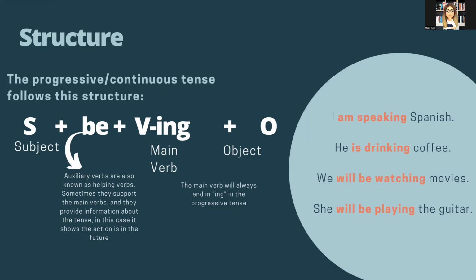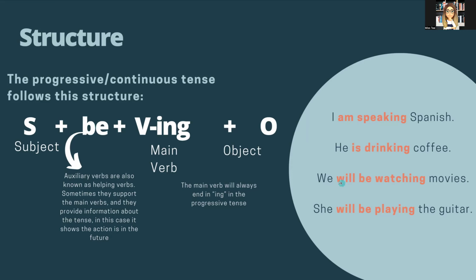The auxiliary verb here is quite important because it, like any other auxiliary verb, supports the main verb. And that means it provides information. And in this case, it provides information about the tense. It tells us when the tense happened. So in this example, in the future, it would be will be. In the present, it will be is or am. In the past, it would be was or were. So this changes all of the time and tells us exactly when the tense is.